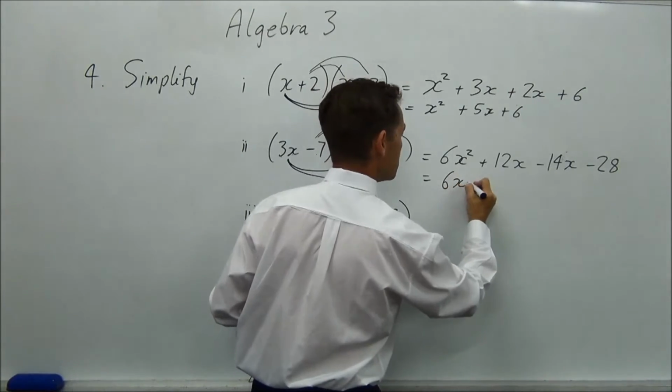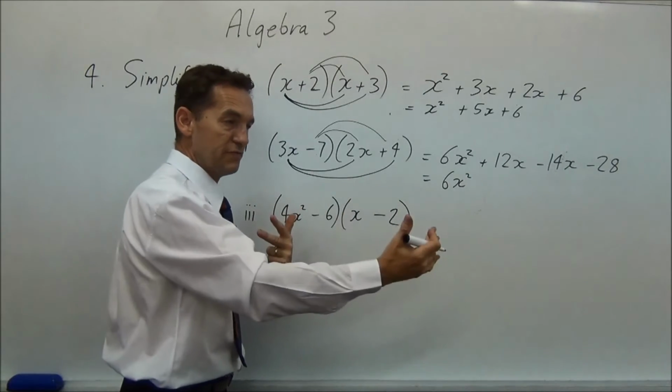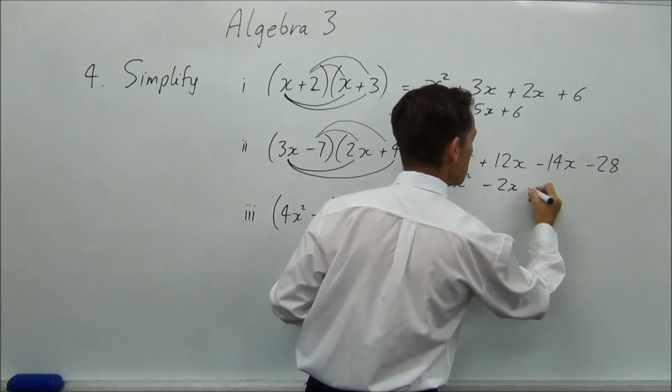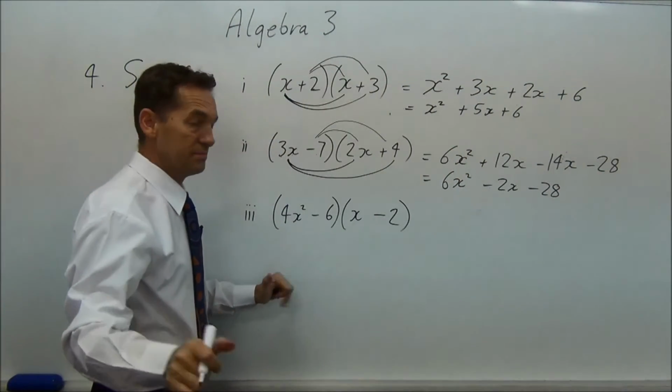So I go 6x squared plus 12 minus 14. Well, what's plus 12 take away 14? You're going to have a negative 2x minus 28 because that's left over. And that's it. You're done.